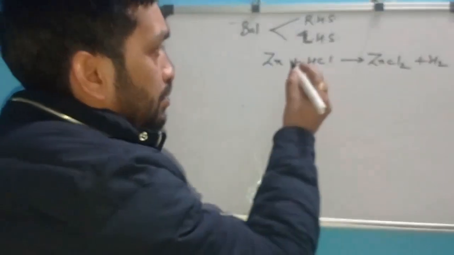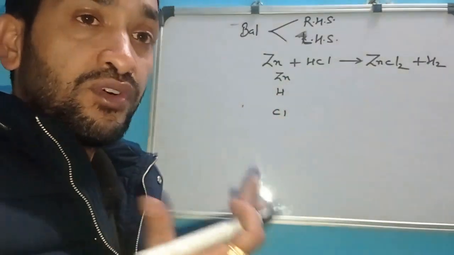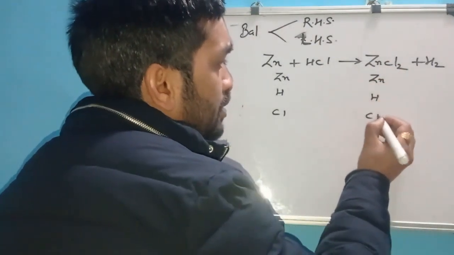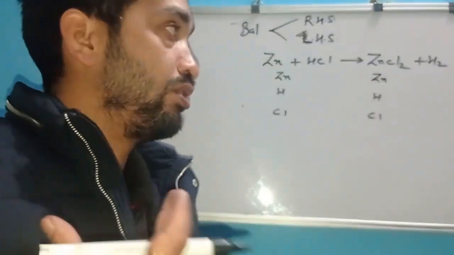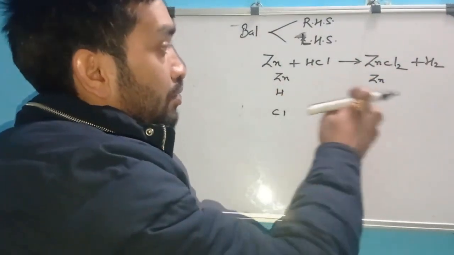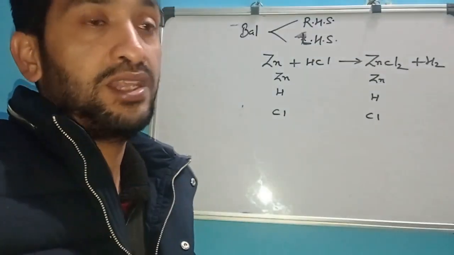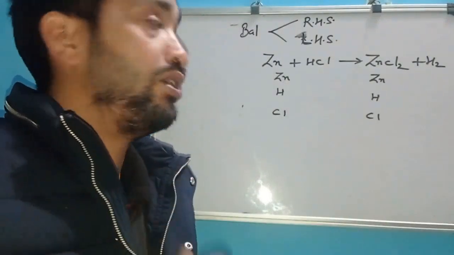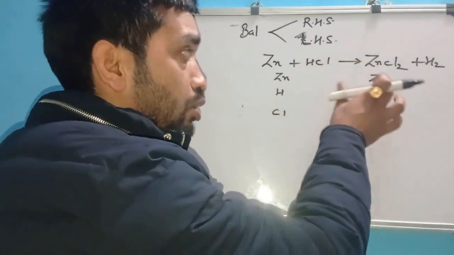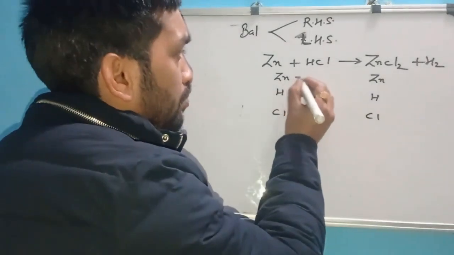Now one by one write it. Zinc, H, Cl. This is for LHS. Let us go to the RHS. Zinc, H, Cl. A normal mistake that students make in the examination is writing zinc here, and here they will write H, and here it's H, here they will write zinc. Do not do like that. Otherwise, while you are matching for balancing, you will get confused and in a hurry you will attempt a question in a wrong way. So in front of zinc there should be zinc only, in front of H there should be H, chlorine, chlorine.